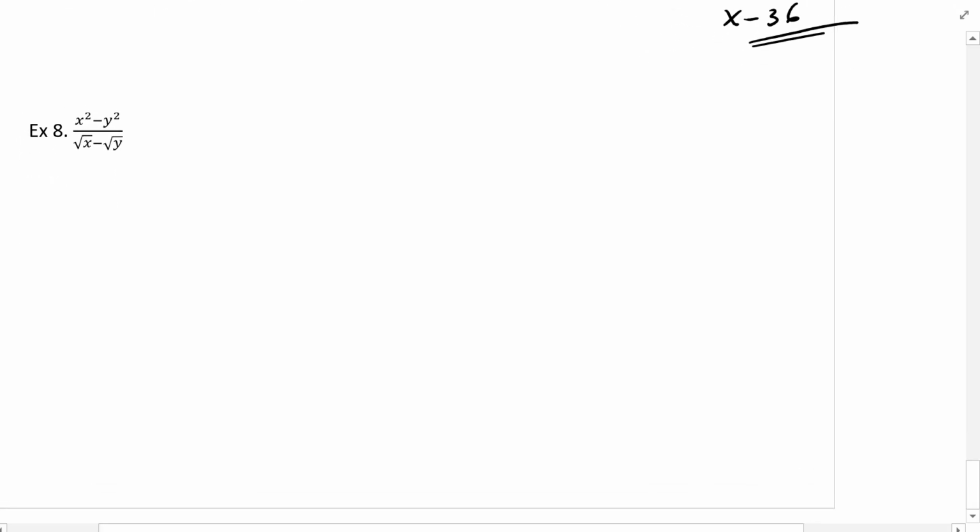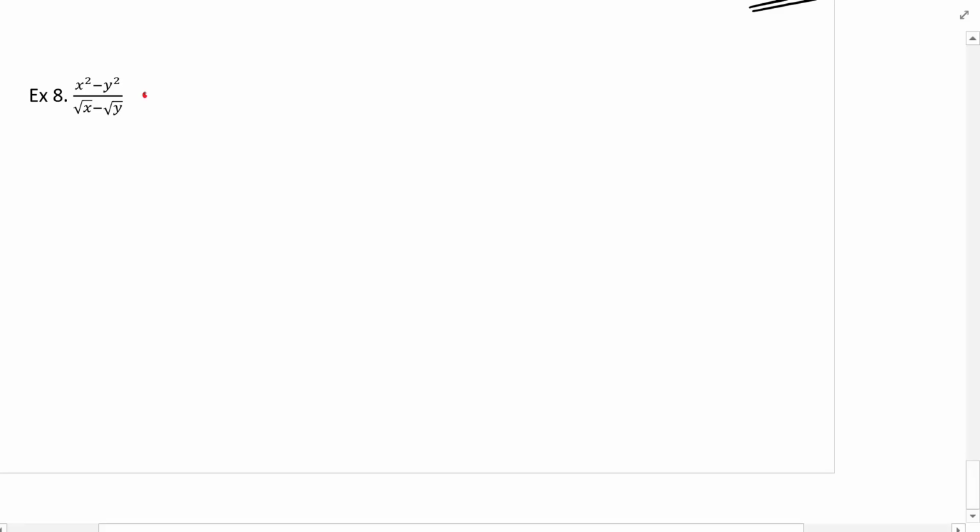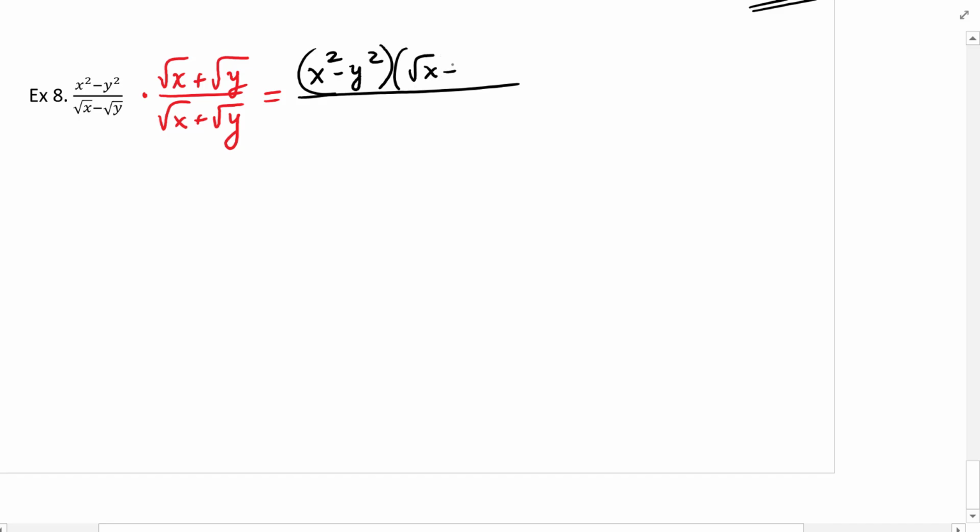Example 8. So example 8, we do have square root of x minus square root of y, so we will multiply by square root of x plus square root of y, top and bottom. So when we multiply, the top is going to be (x squared minus y squared) times (square root of x plus square root of y), right? I just multiply the numerators, but make sure you put parentheses around it because each factor contains more than one term, and then square root of x squared, which is x, minus square root of y squared, which is y.